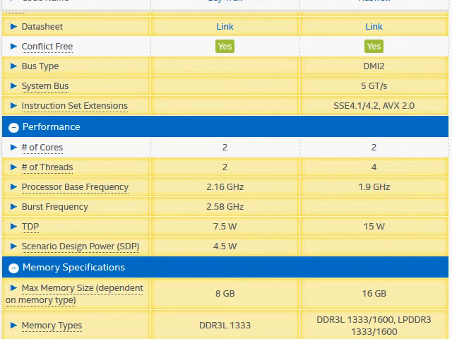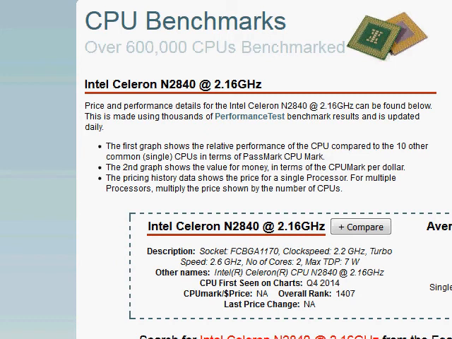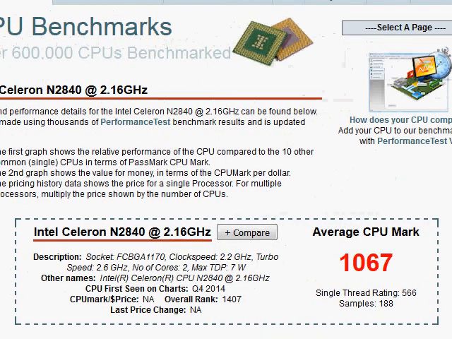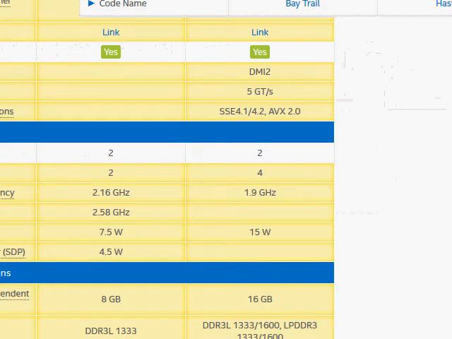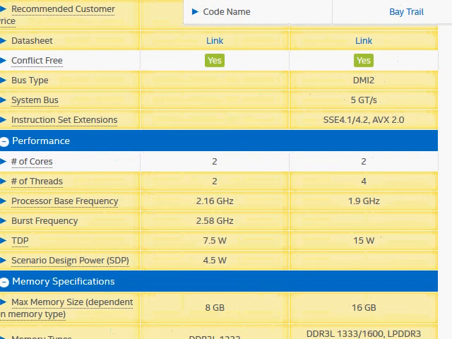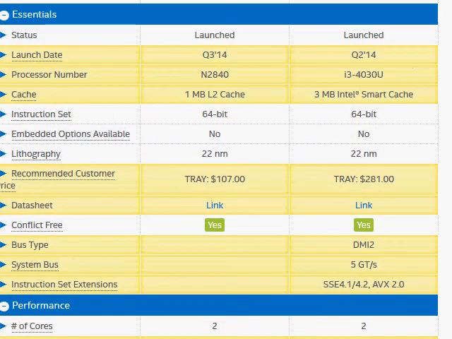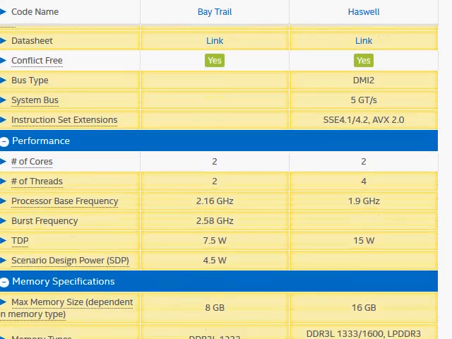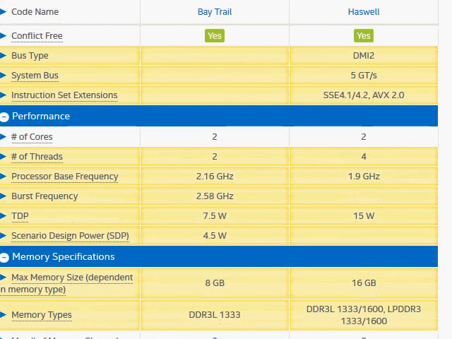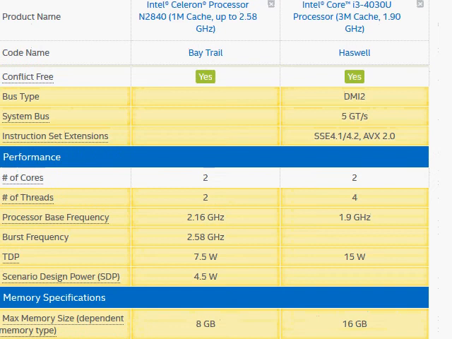So we'll take a look at the other things, but let's first take a look at their PassMark score. It's 1067 for the N2840 versus 2705 for the i3-4030U. So obviously, as I said earlier, the Celeron and all the processors in the Bay Trail, Atom and similar series have substantially lower processing power. They are good for web browsing and things like that. But if you are looking for anything decent in computing, I would say go for the i3.